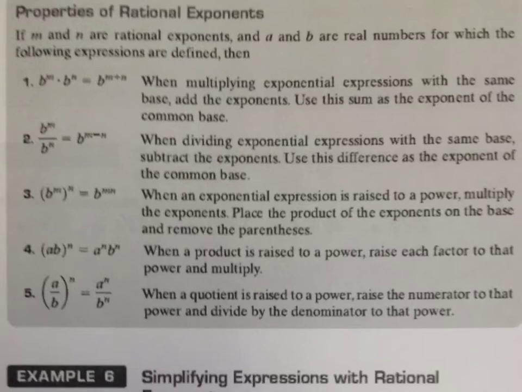The third one is raising a power to another power. So b to the m, that's raised to an n. That's when we multiply, b to the m times n. And this one is a product raised to a power. You've got a times b raised to the n. That means we can raise both the a to the n and the b to the n. And then a quotient raised to a power means we raise both the a and b to the n power, so a to the n over b to the n. All those rules you learned in Algebra 1 still apply with rational exponents.